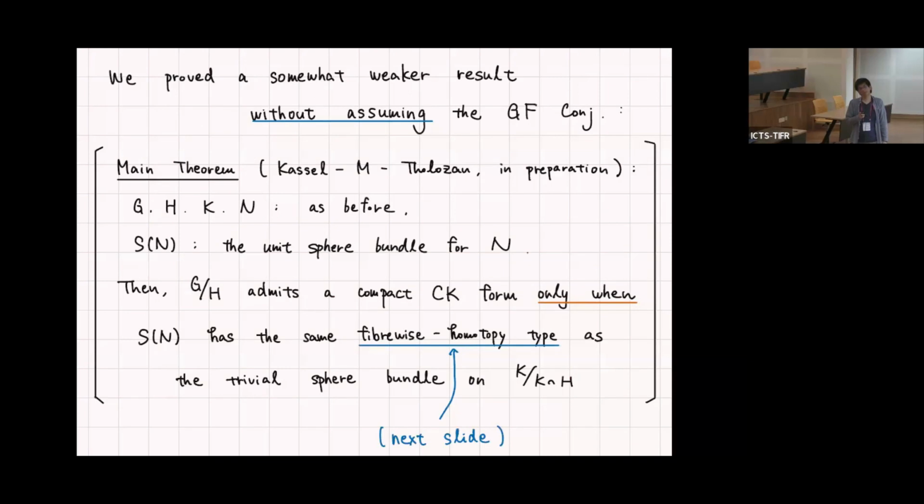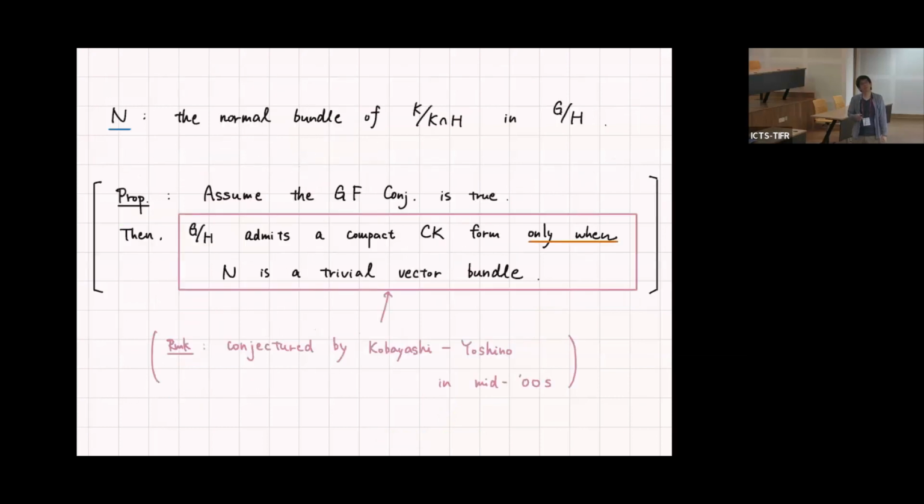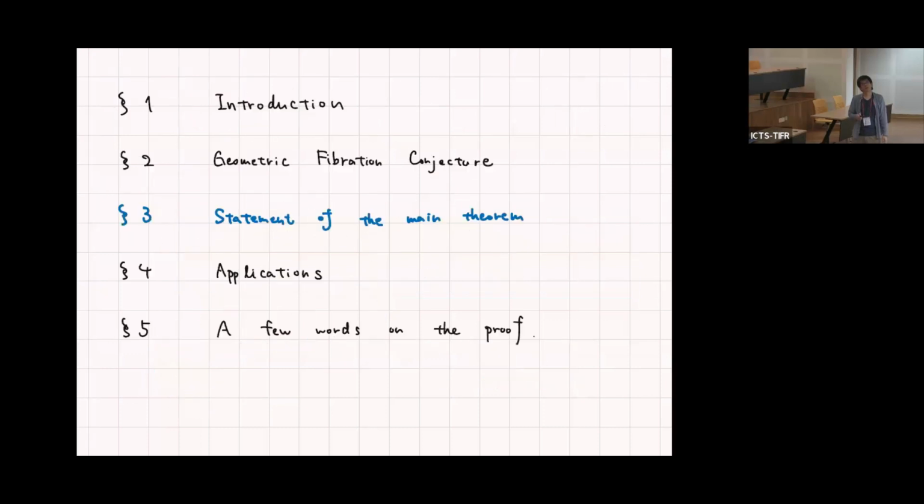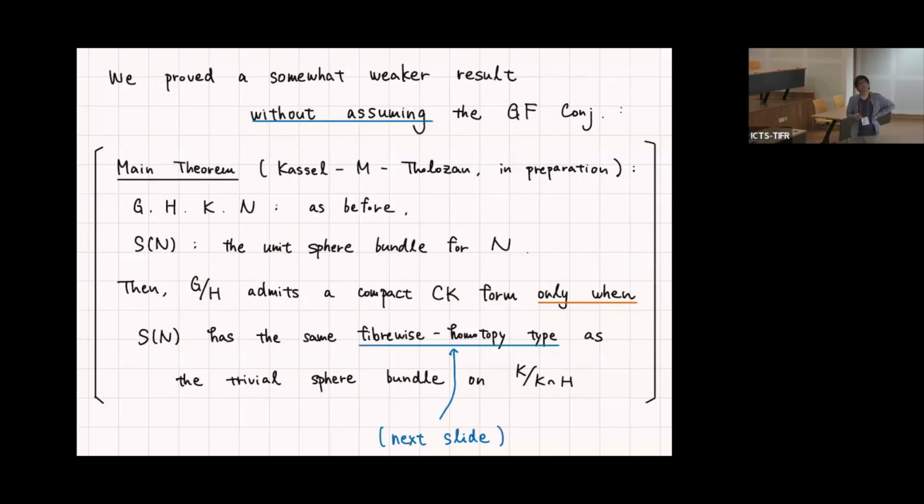And then let me state our main result. So our result is that without assuming the geometric fibration conjecture, and we prove a somewhat weaker statement than the previous one. Okay, what is the result? So our result is the following. Let G, H, K, and N be as before, and let us consider a unit sphere bundle for this normal bundle N. Then G mod H admits a compact Clifford-Klein form only when the following happens.